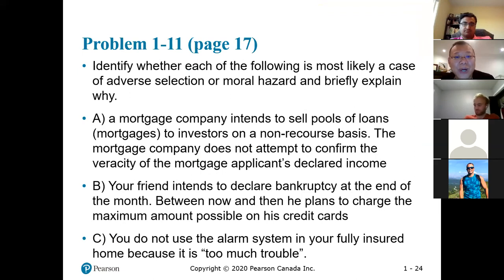Okay, let's go through some problems, Problem 1-11, and that's page 17. Okay, so there are 3 scenarios. I want you to tell me which category it goes in: adverse selection or moral hazard.